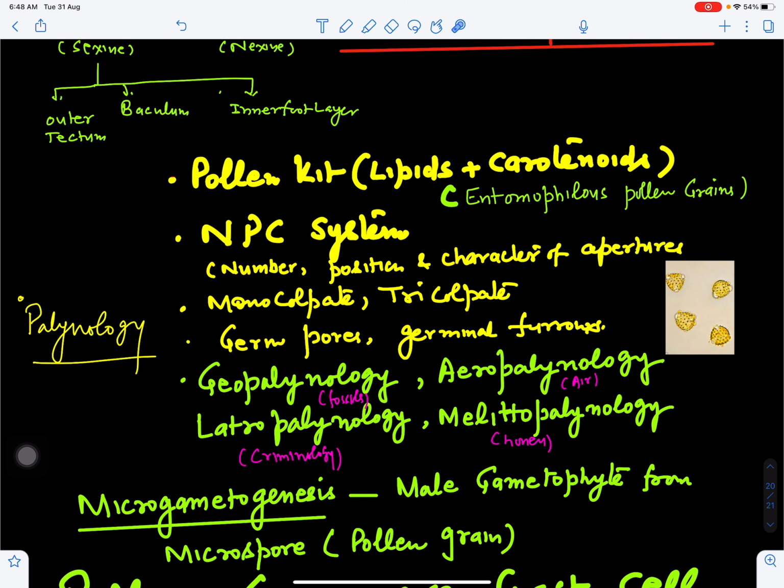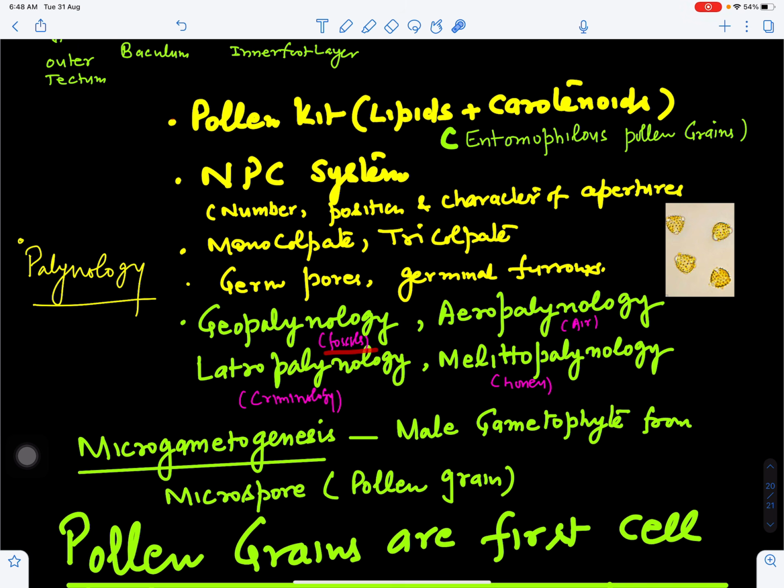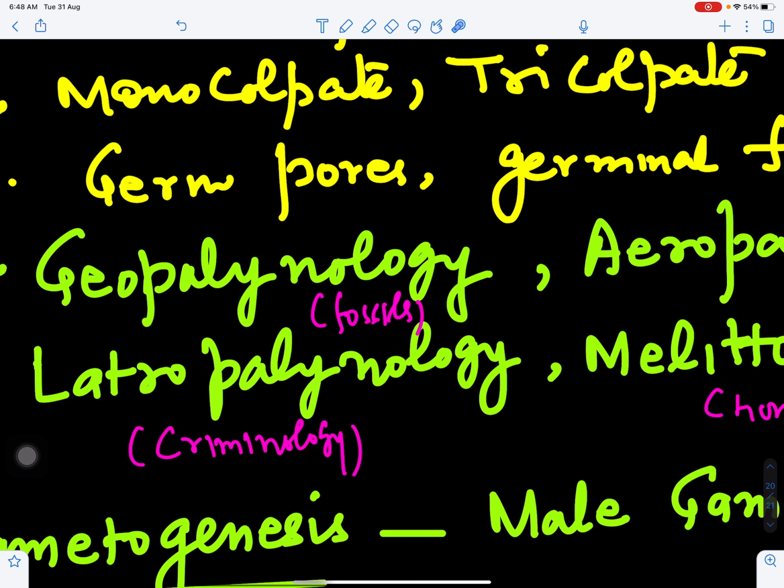Now, when we study the pollen grains in various aspects like its exine covering, germ pores, internal structure, this study is called as palynology. Now, this palynology is also of different types. When we study the pollen grains in fossils, like long time back, when plants were present and they became extinct and their pollen grains have been deposited inside the rocks or certain sediments, they are called as fossils. So this study of pollen grains in fossils is called as geopalynology.